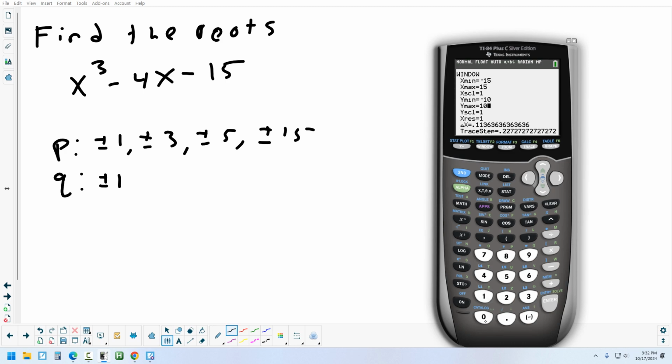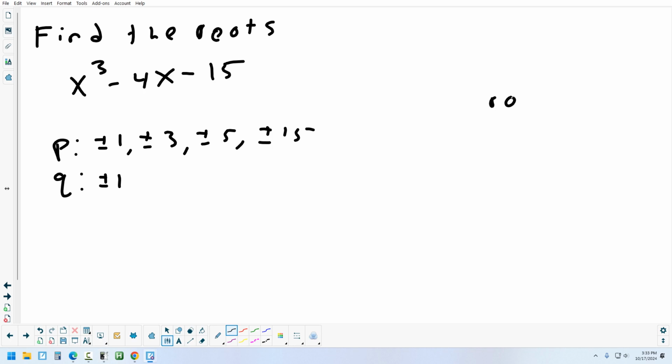Okay, let's hit graph. Out of all the numbers for p, do any of them look reasonable for where they could cross the x-axis? 3. Yep. So 3 looks like it could be a rational root. I can check it by tracing to it. It is. So 3 is a root. But what I care more about now is using that to figure out the other roots. So what am I going to do with the 3 now?